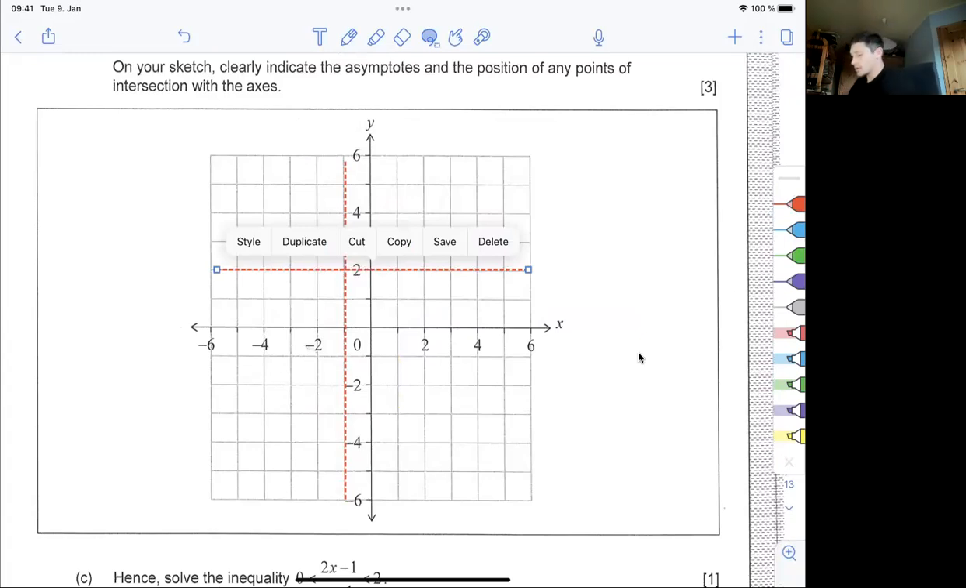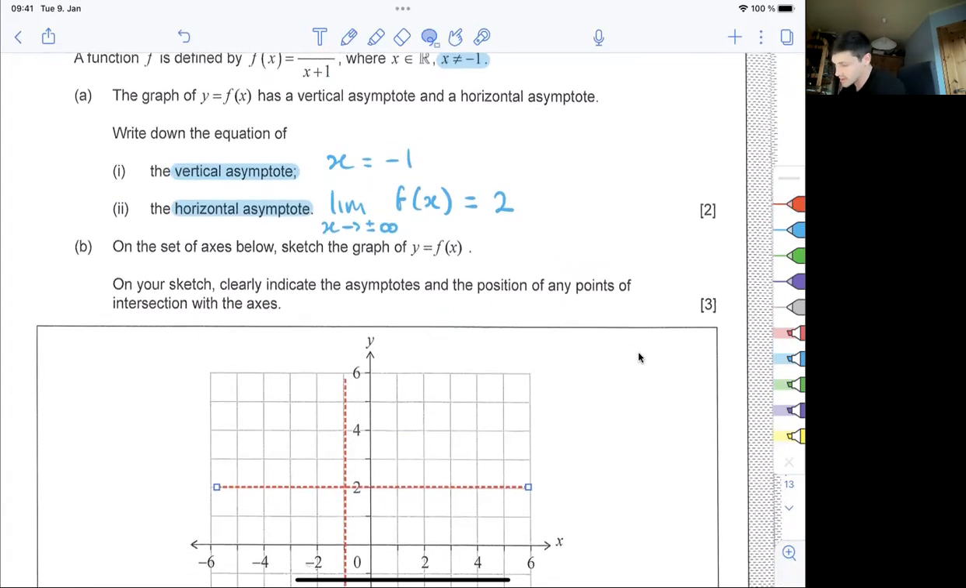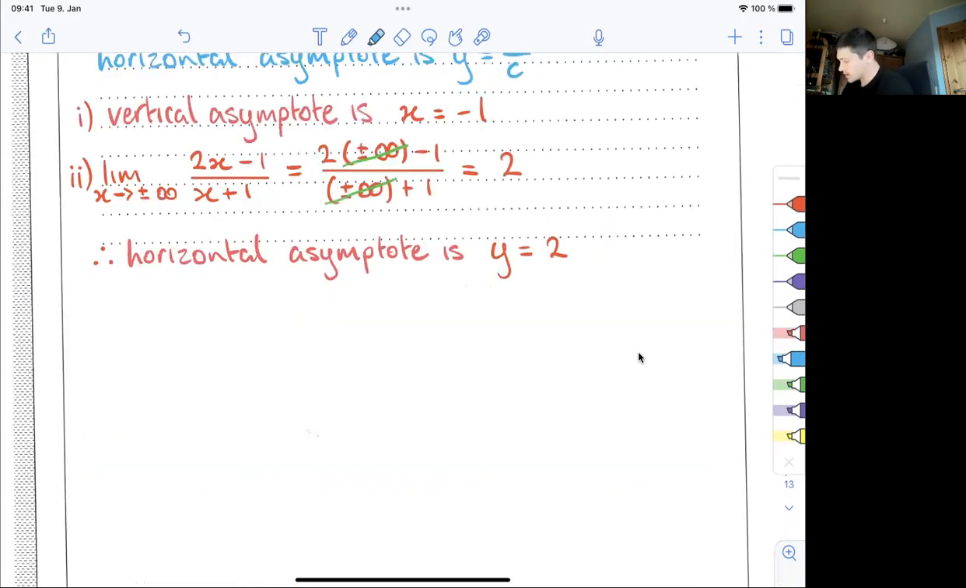Okay. Though for this question here, we're saying on your sketch, clearly indicate the asymptotes. So we've got that here. The asymptotes, but equally, the position of any points of intersection with the axes. We'll also indicate that there. All right. So let's go back down to our working page, and we'll talk a little bit about how to find the x-intercept and the y-intercept for these rational functions.